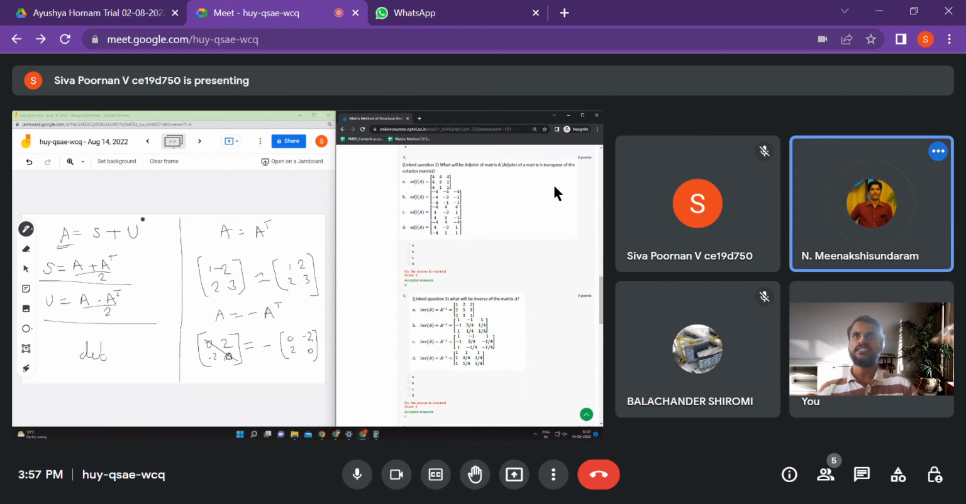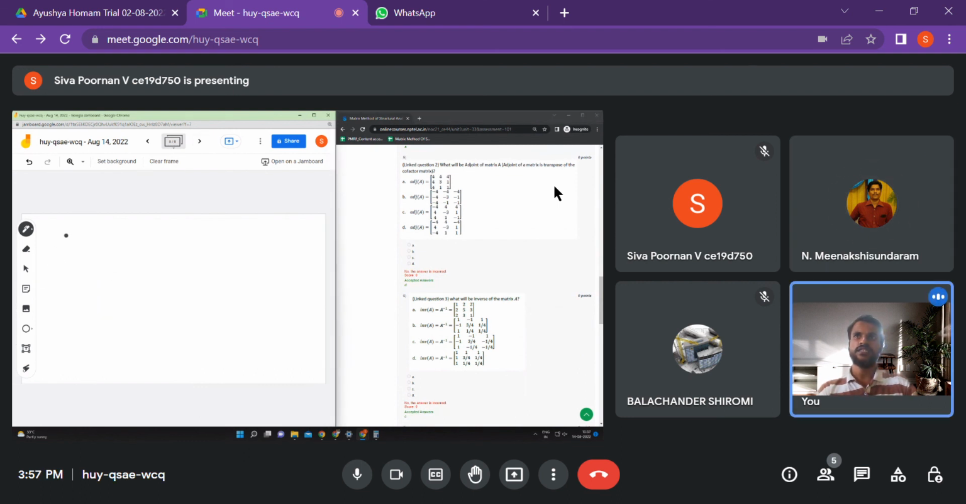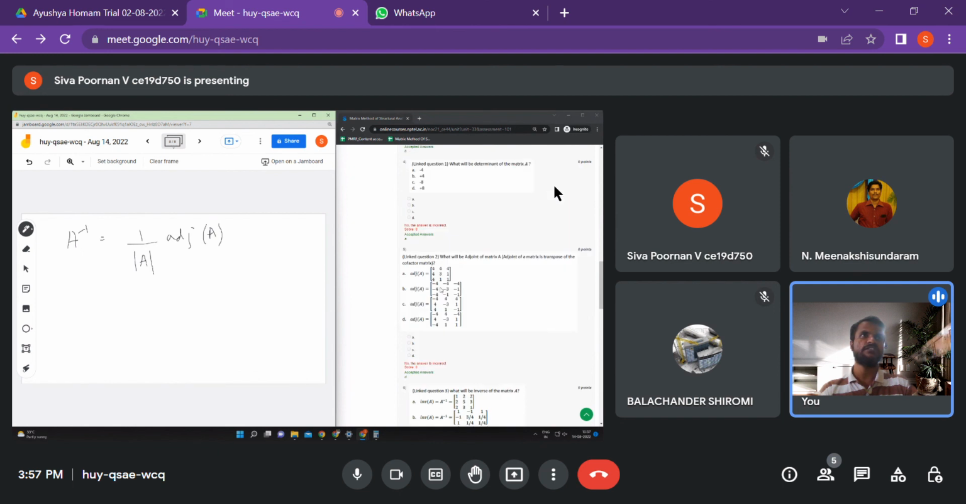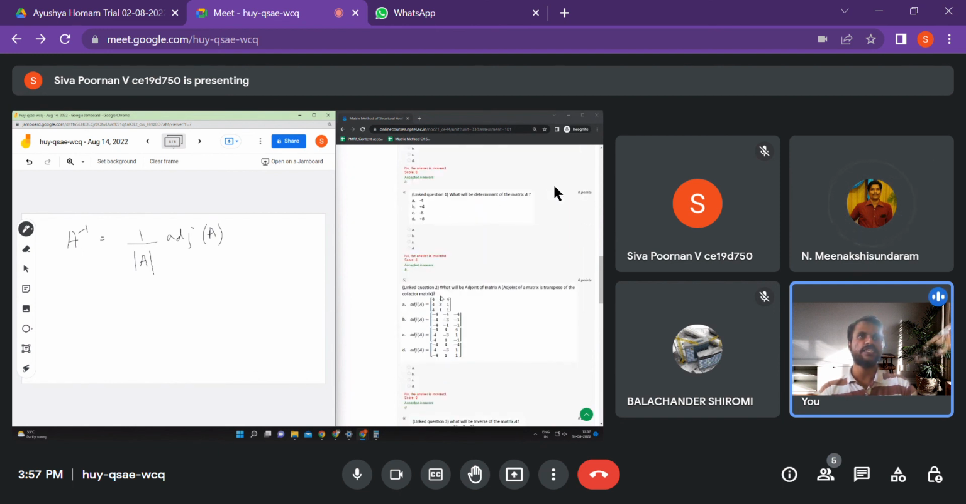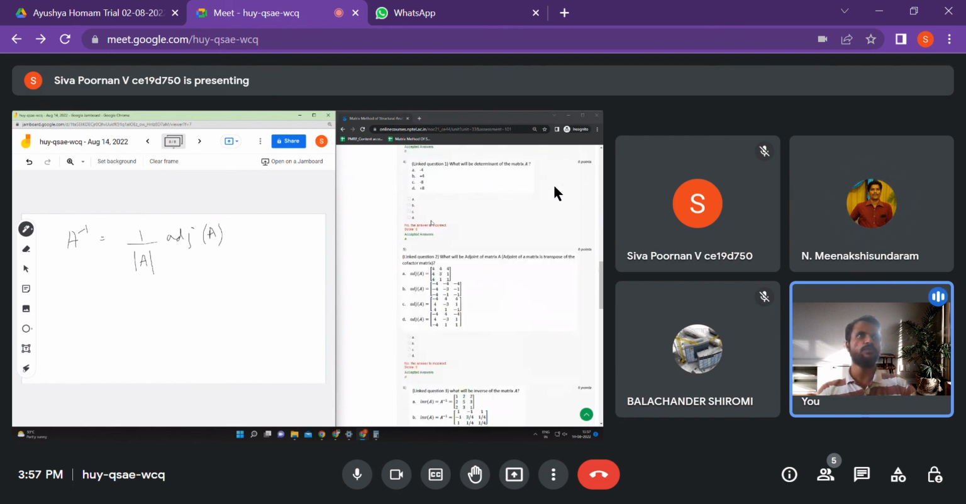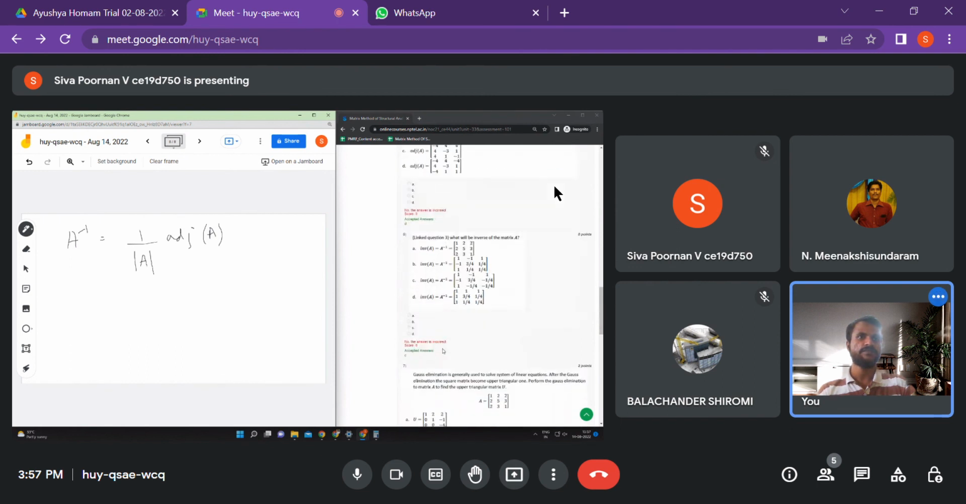There are multiple methods to find A inverse. Gauss Jordan you can do, but one of the easiest methods is to use the formula, because in the previous step we have already found the adjoint of A. So inverse of A is nothing but adjoint of A divided by determinant of A. That's why they asked us to find the determinant first, then the adjoint, then the inverse. Divide the two and you will get the inverse.